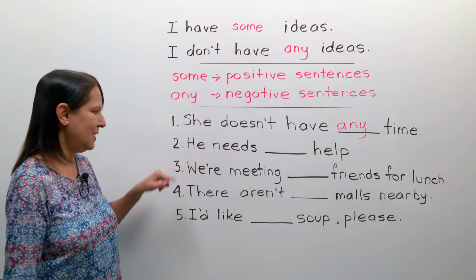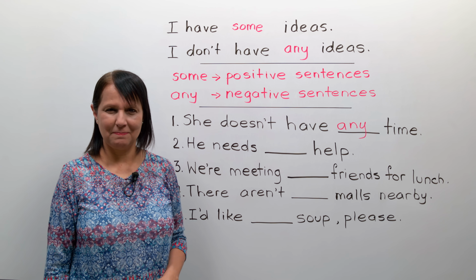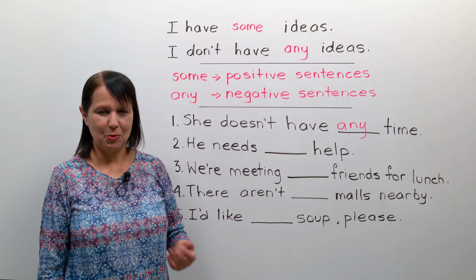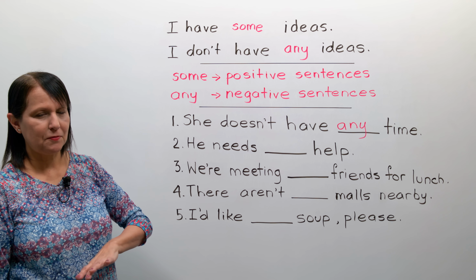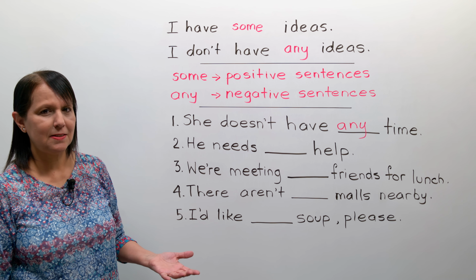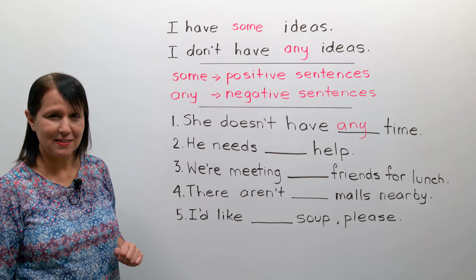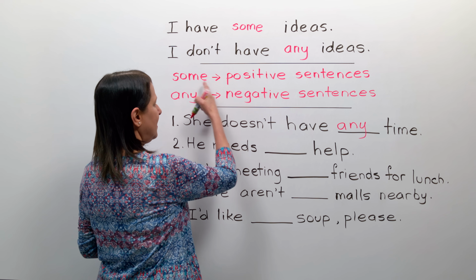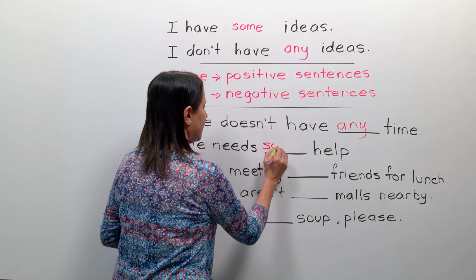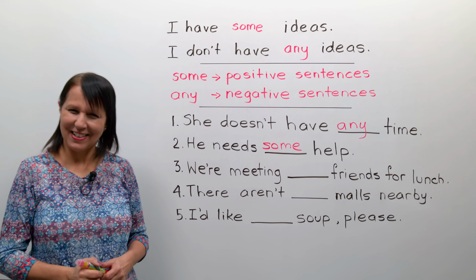Good. Number two, he needs blank help. What do we say? Think about it. Is it an affirmative sentence, a negative sentence? This is an affirmative or positive sentence. So we say he needs some help. That's it. Are you getting it?